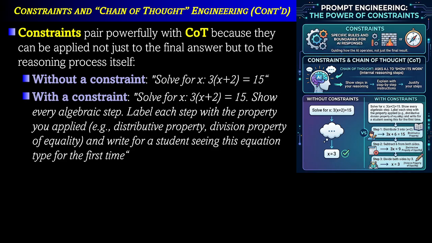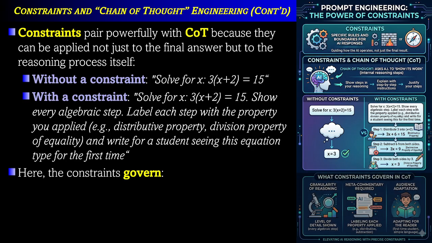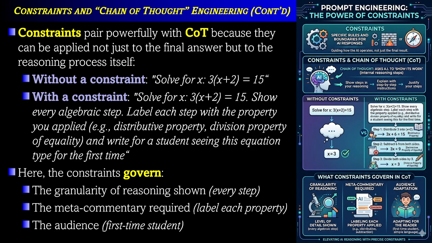For example, distributive property, division property of equality, and write for a student seeing this equation type for the first time. So here you can see a lot of prompt engineering techniques, including the chain of thought engineering technique, with a constraint to really provide a much more structured output. Here we see that the constraints govern the granularity of the reasoning shown. We see every step. The meta commentary required, where it's labeling each property, and the audience that it's a first-time student.